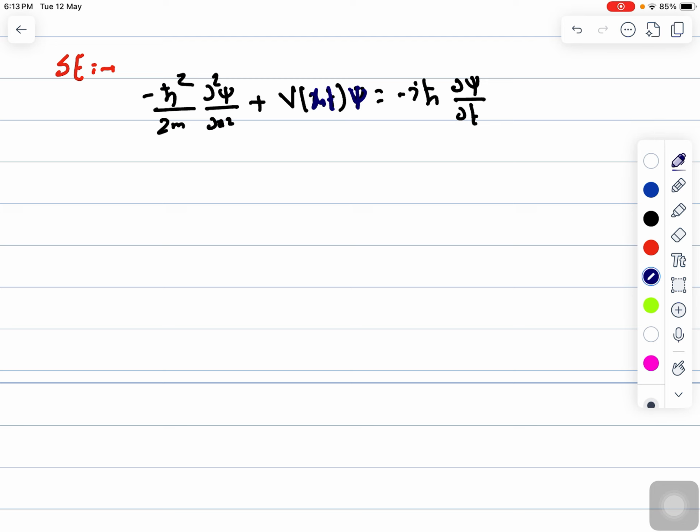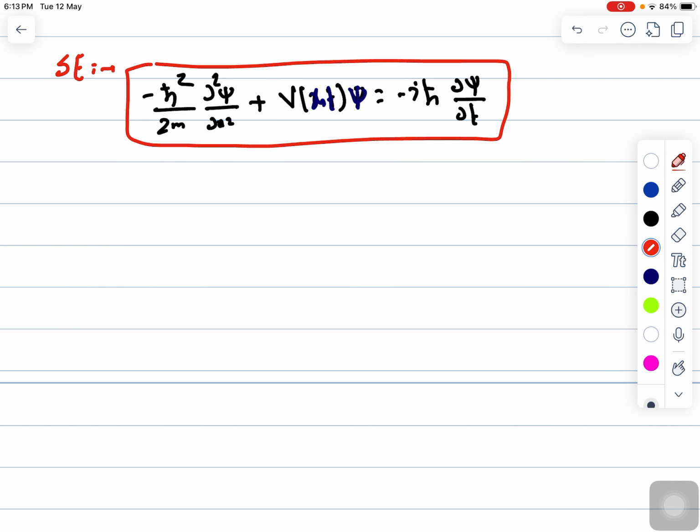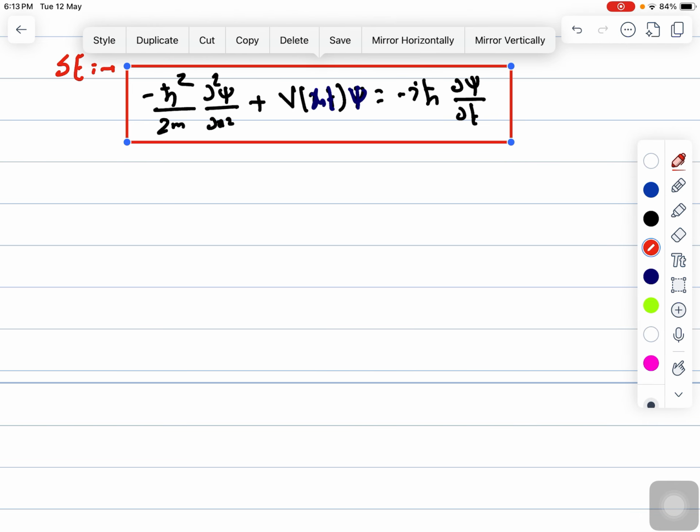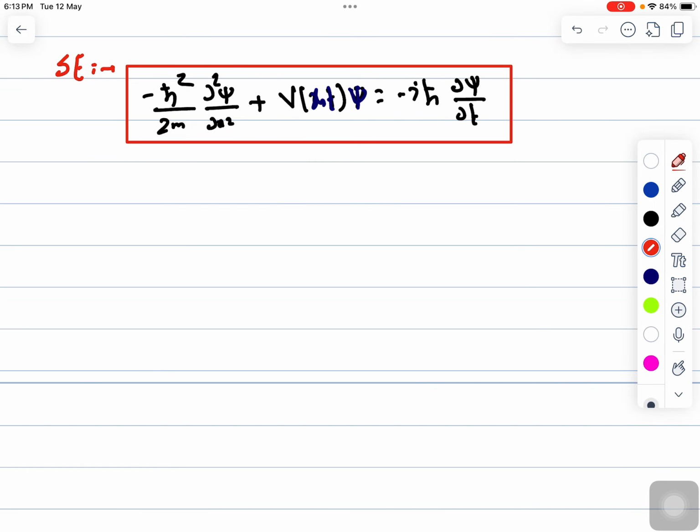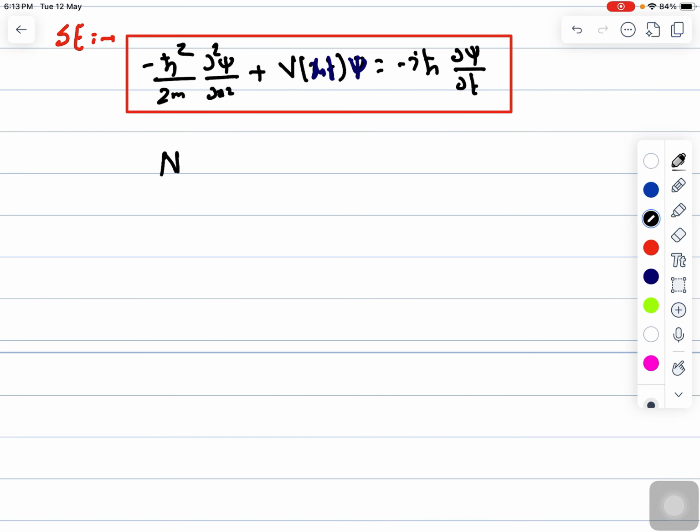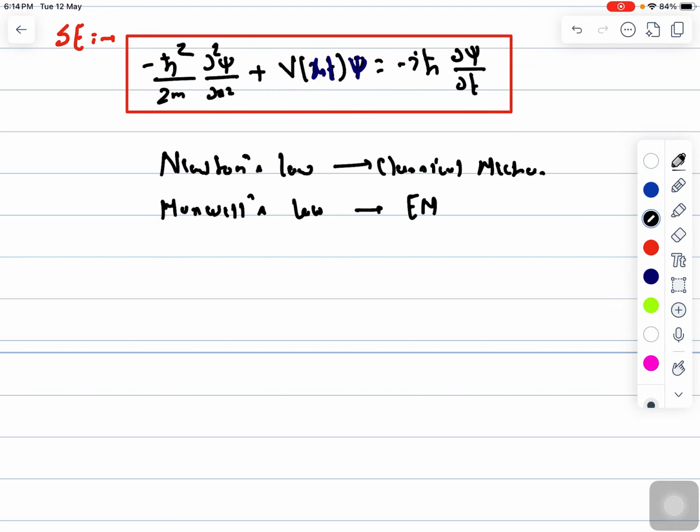When we talk about quantum mechanics, it's one of the most important theories in modern physics, and at the heart of this theory lies the Schrodinger equation, the equation that you can see here on the screen. The Schrodinger equation plays the same role in quantum mechanics that Newton's law plays in classical mechanics, and Maxwell's law plays in electromagnetic theory, right?